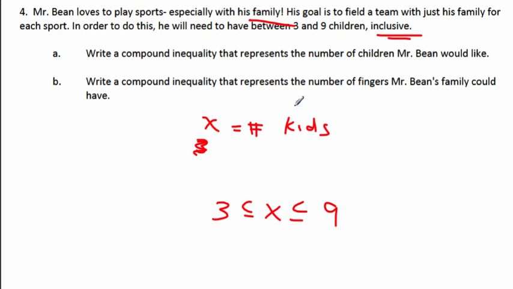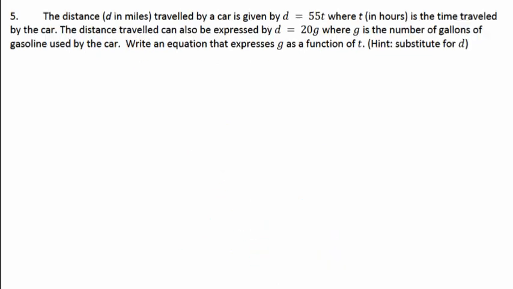Now write a compound inequality that represents the number of fingers. Let's go to F. Well, let's assume each kid has 10 fingers. That's a pretty safe assumption here. Then we're going to multiply all of these by 10. So we're going to get 30 less than or equal to, we'll call it F, less than or equal to 90. That'll be the number of fingers. That's easy enough.